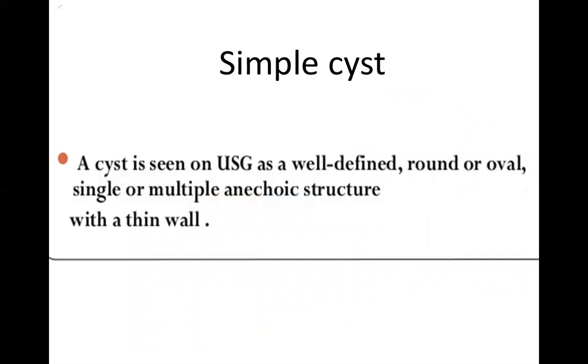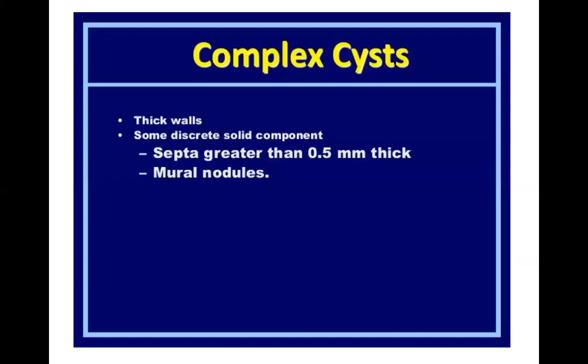A simple cyst on ultrasonography is seen as a well-defined, round or oval anechoic structure with a thin wall, while a complex cyst is seen as a cyst which has both solid and cystic components, and it has thick walls, and it can also be associated with septa that can be more than 0.5 millimeter thick.